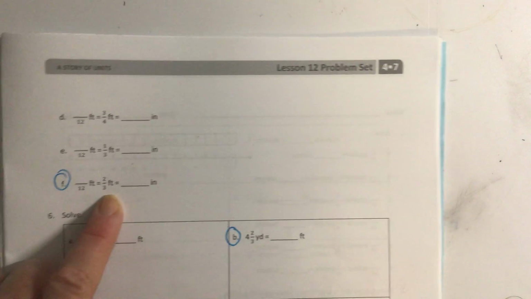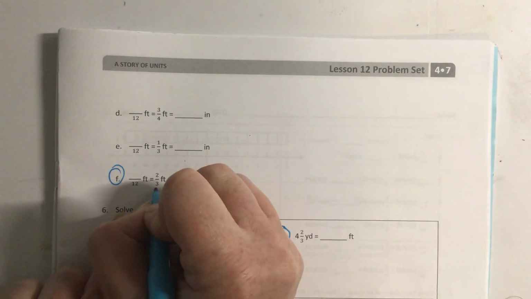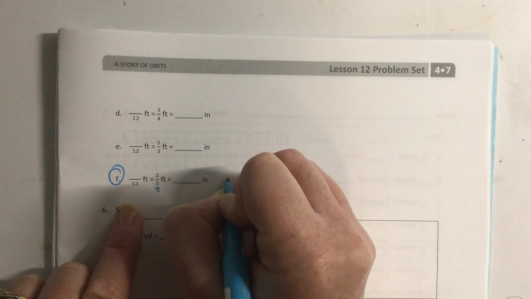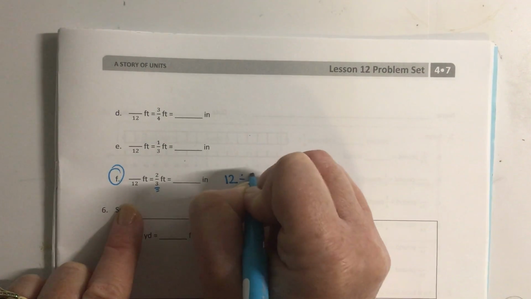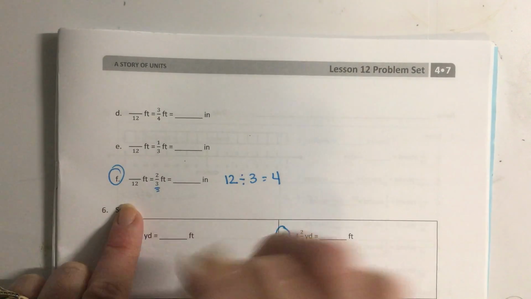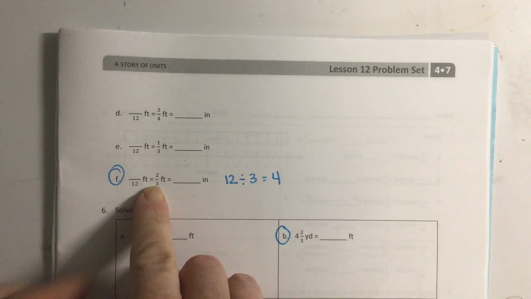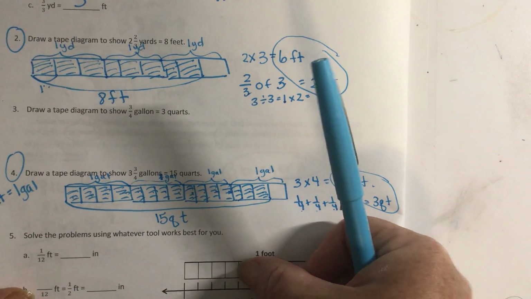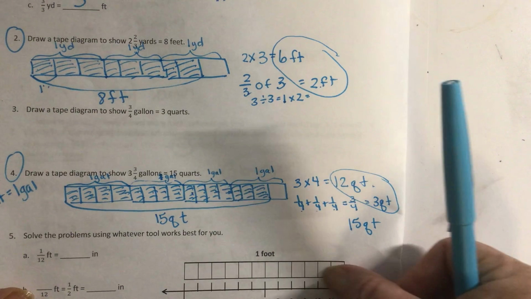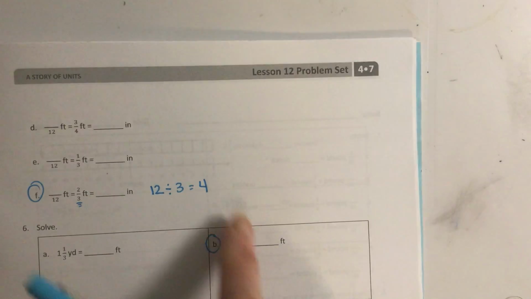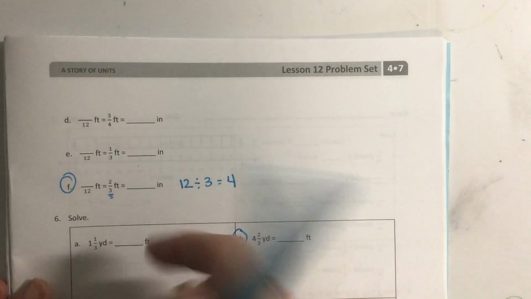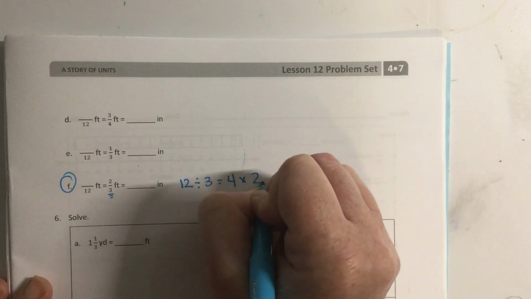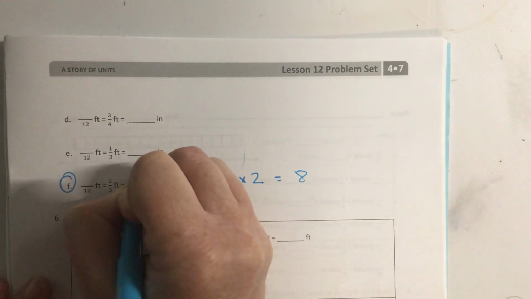So now we have 2/3. So again, let's use this bottom part of the fraction to divide. So we're going to take 12 divided by 3. That's going to be 4. So if I divide each of the 12 feet into thirds, I'm going to have 1, 2, 3, 4, 1, 2, 3, 4, 1, 2, 3, 4. Okay. But I have 2 units of that. So I need to multiply that by 2. That's going to equal 8 inches altogether.